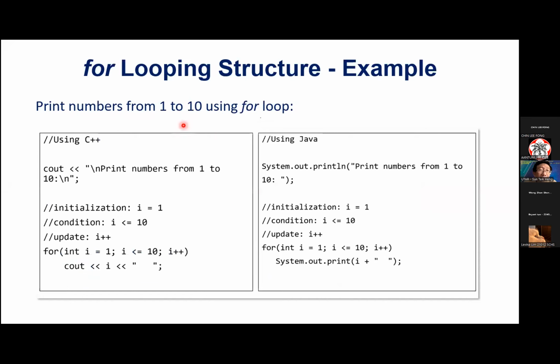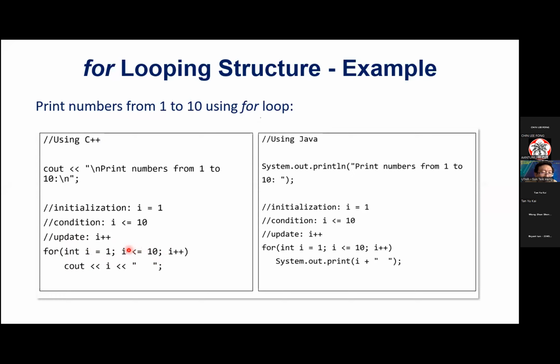So for example, we would like to print the numbers from 1 to 10 using a for loop. How can we do that? You can see here we have a for loop. The first part is the initialization, where we initialize the variable I to have the value 1. Then the condition that we need to check is that the value in the variable I must be less than or equal to 10.